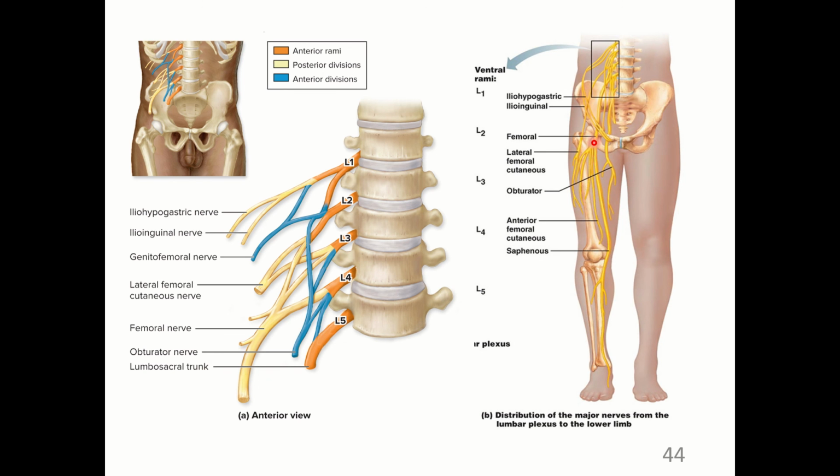This is the femoral nerve, and it will innervate the quadriceps to extend the knee. And then here's the branch of the femoral nerve that will bring sensations to the inferomedial thigh, so the bottom middle of the thigh, and then the medial leg.